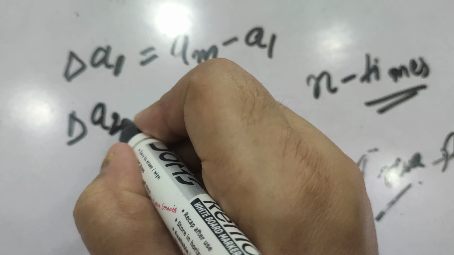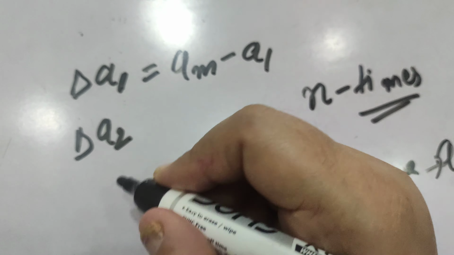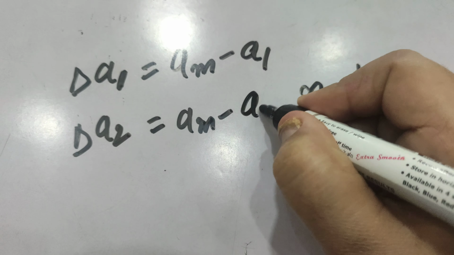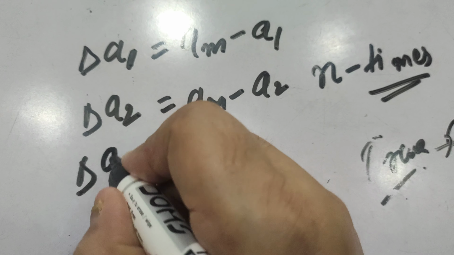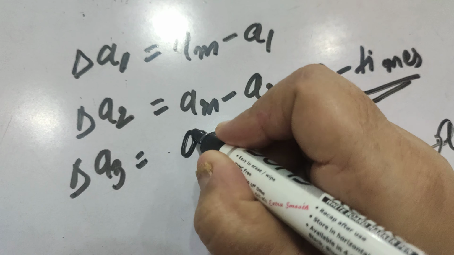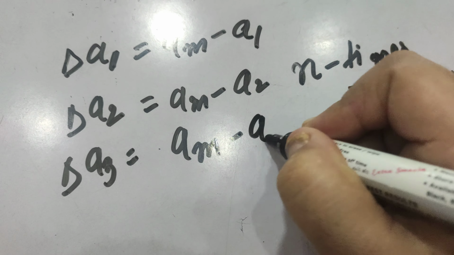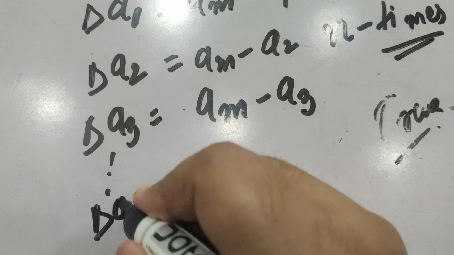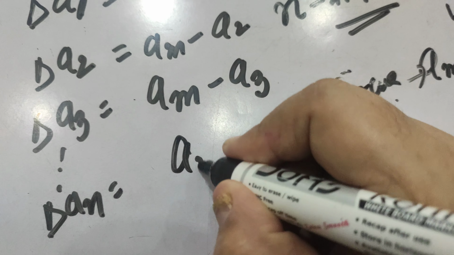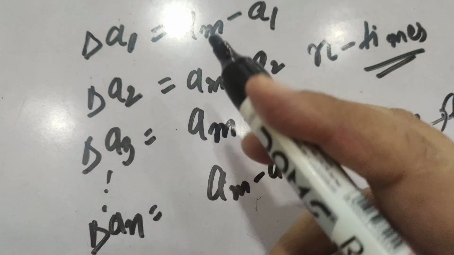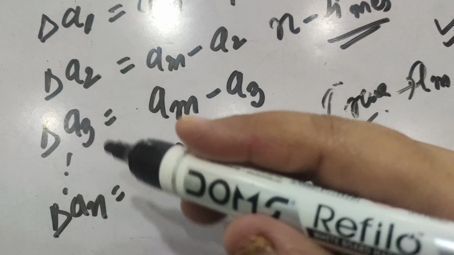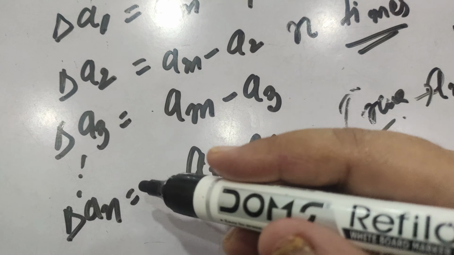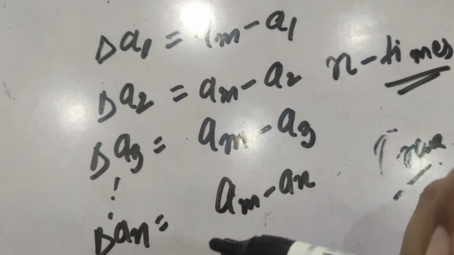Similarly, delta a2 represents the error in the second measured value. It is given as am minus a2. Similarly, delta a3 represents the difference between true value and measured value, and so on. Delta an is equal to am minus an. So these are all known as absolute errors of the measured values.